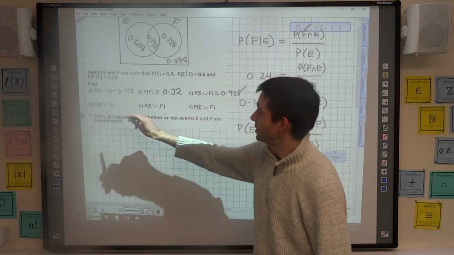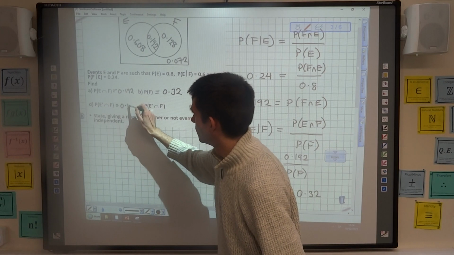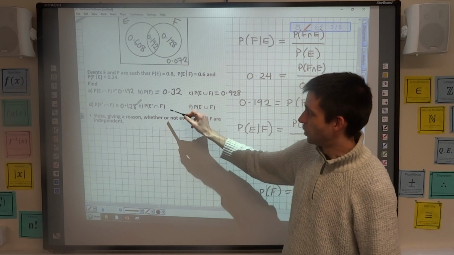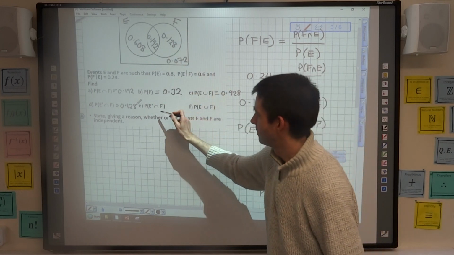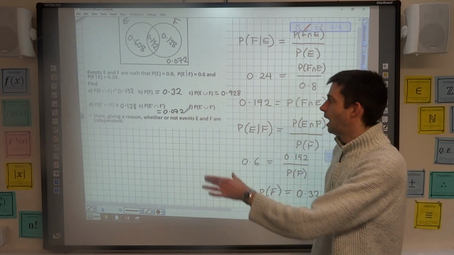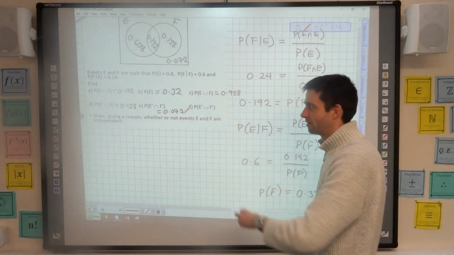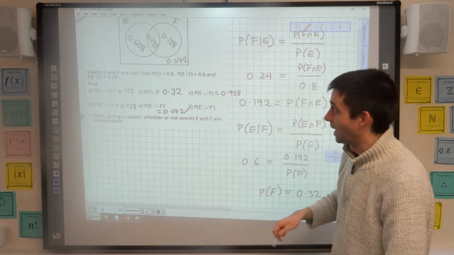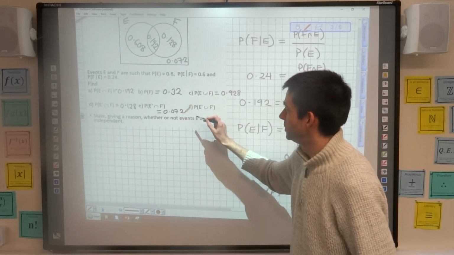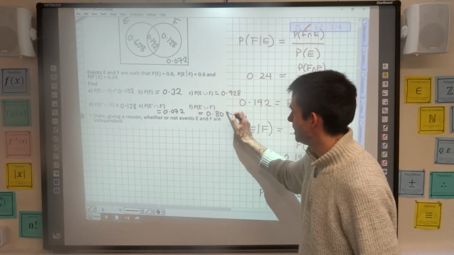Probability of not E intersect F, so we're not in E but we are in F, that's the 0.128. Not E intersect not F, so we're not in E and we're not in F, that's the 0.072. And finally, the union that everyone hates, the not E union not F. So you remember in previous videos we've talked about how that's everything except what's in the middle. So if I do 1 minus 0.192, that one comes out as 0.808.